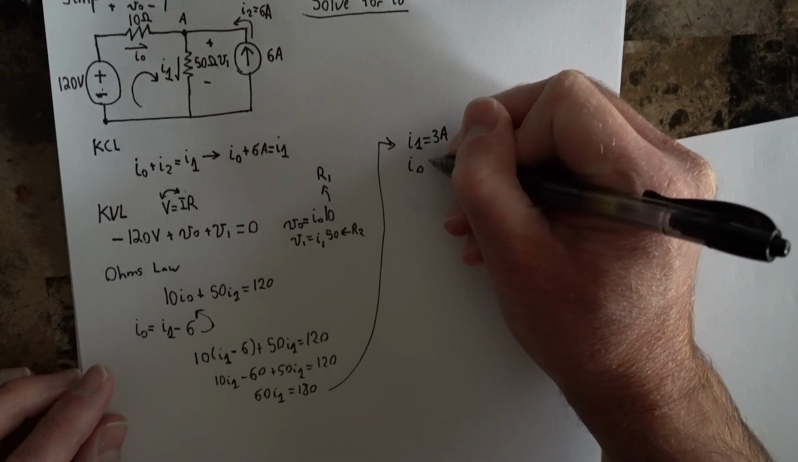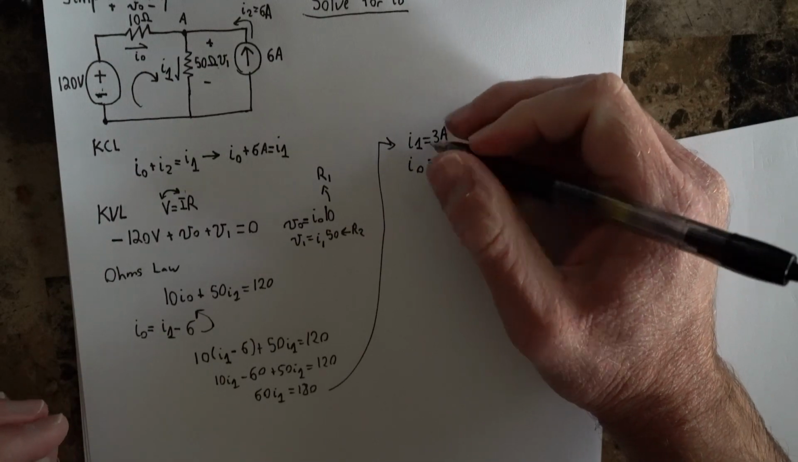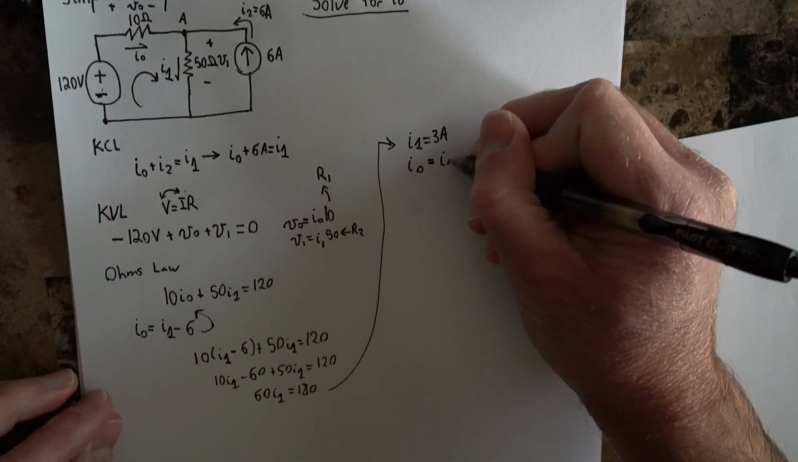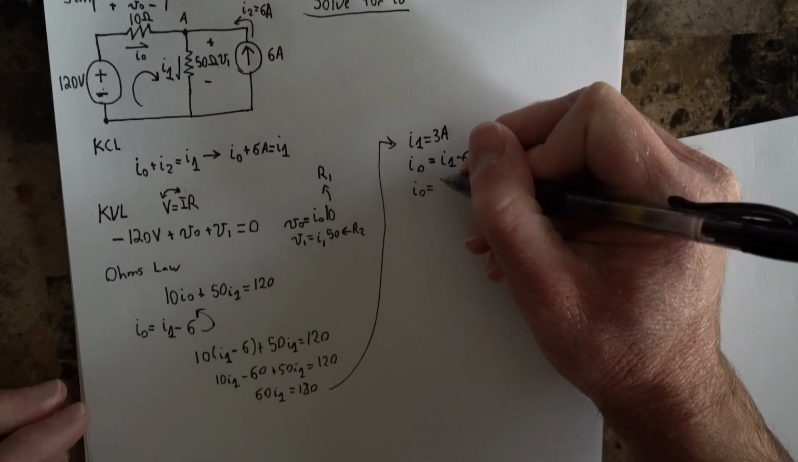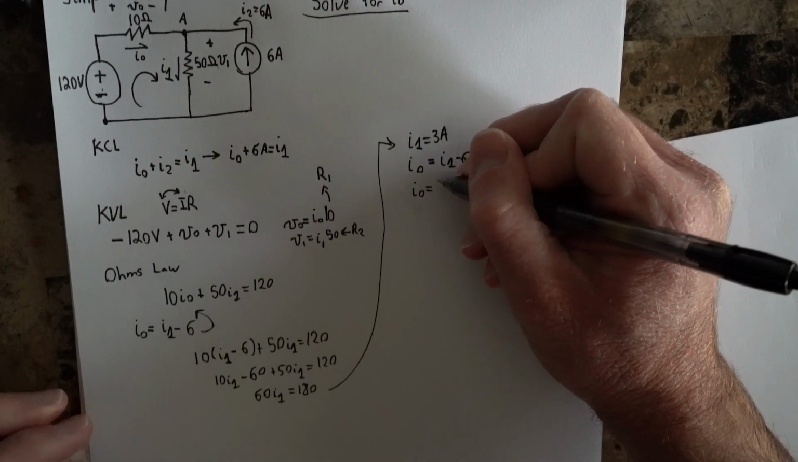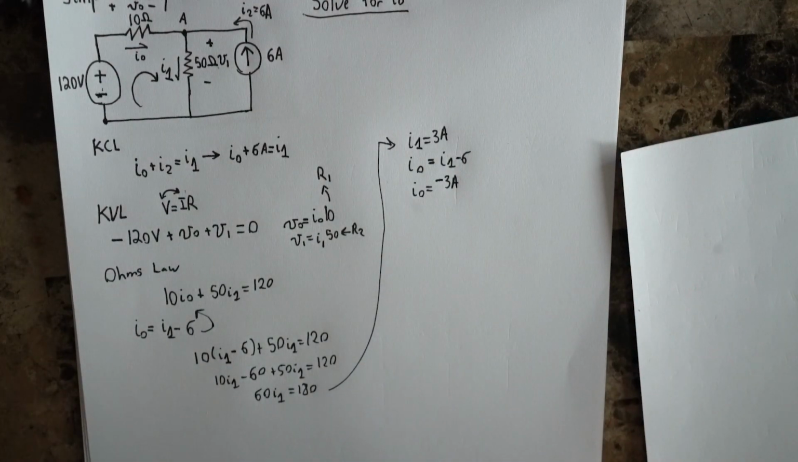And that must mean that I0, which again is equal to I1 minus 6, must equal minus 3 amps. All right, and we've solved it.